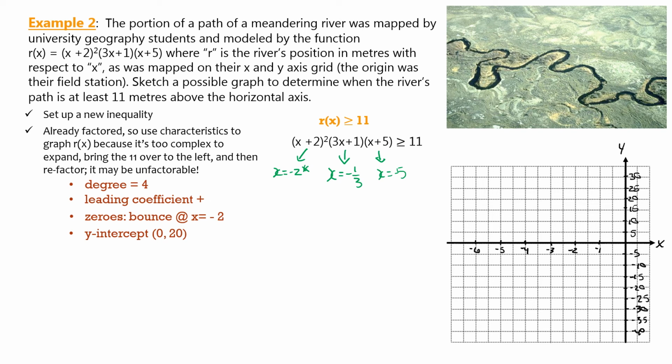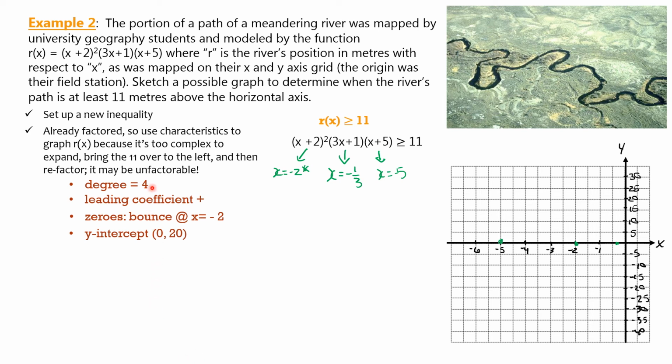So let's start by placing our zeros. We've got one at -5, and -1/3. That's kind of hard to do. I'll put that about there. And then I have another x-intercept at -2, and that's my bounce. So how do I know if it's bouncing up or bouncing down? What other information have I got?